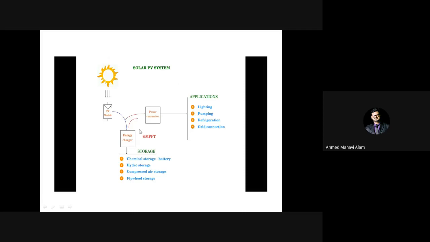So this is a complete idea of solar PV systems. These are the elements, these are the applications. So these are very important to understand how a solar PV system works. Now we go to some important part.